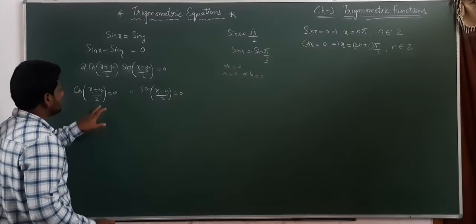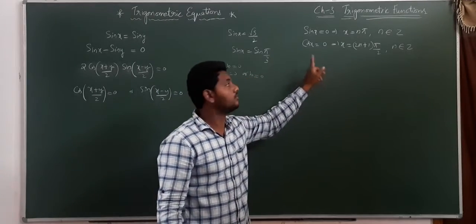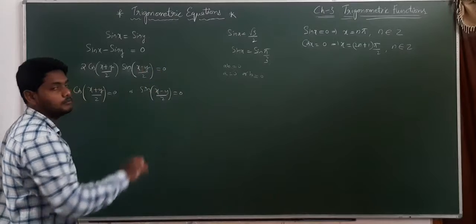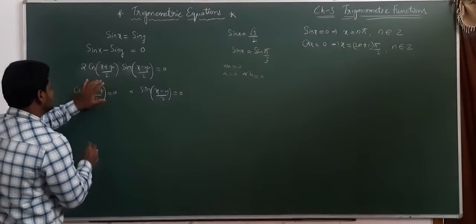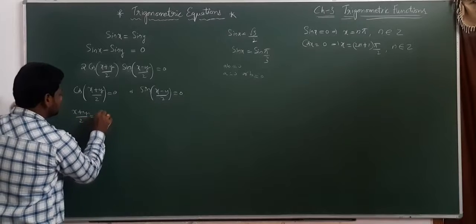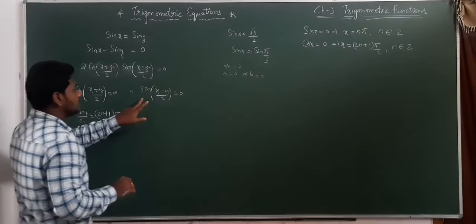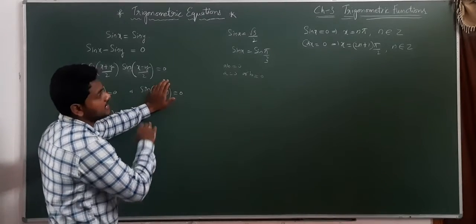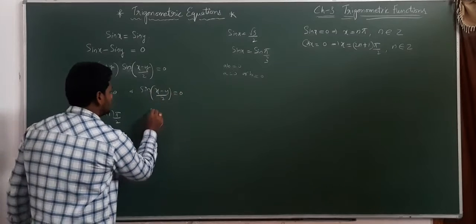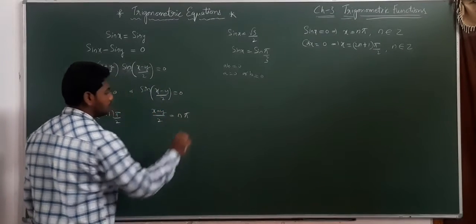If cos of (x plus y) by 2 equal to 0, which is in the form of cos x equal to 0. If cos x equal to 0, what may be the x? X may be equal to (2n plus 1) into pi by 2. So here this will be considered as x. So (x plus y) by 2 is equal to (2n plus 1) into pi by 2. Here, this is in terms of x. Sin x equal to 0, what may be the x? X equal to n pi. So that means (x minus y) by 2 is equal to n pi.